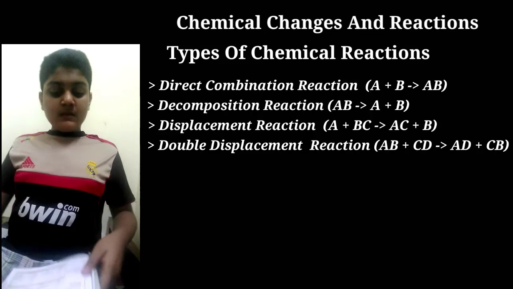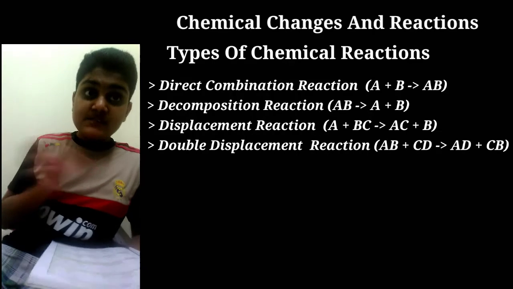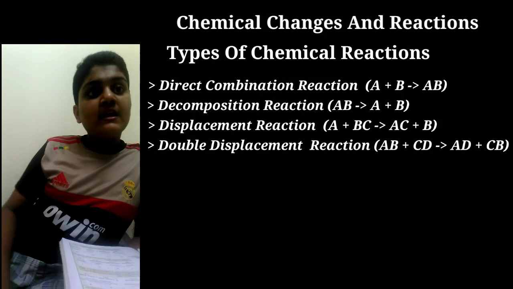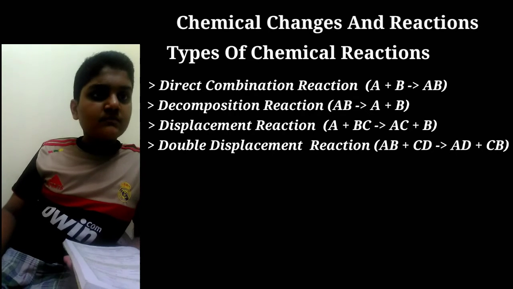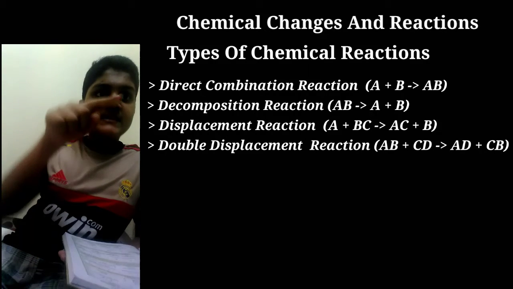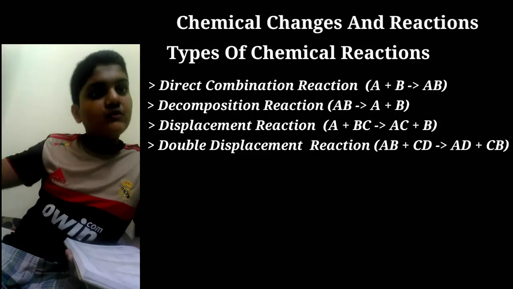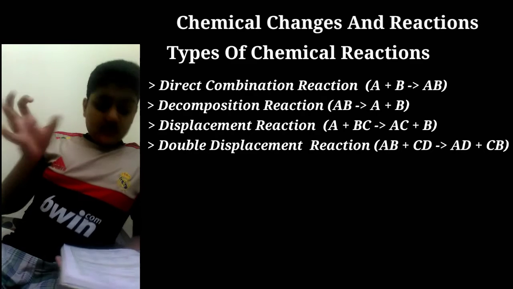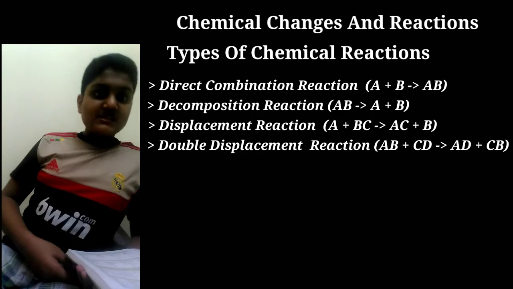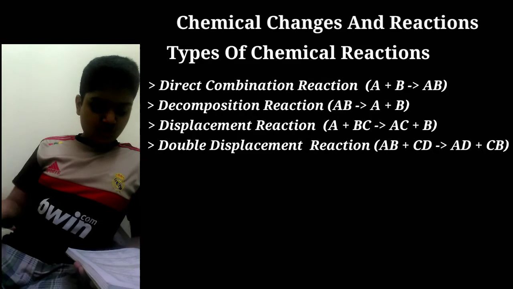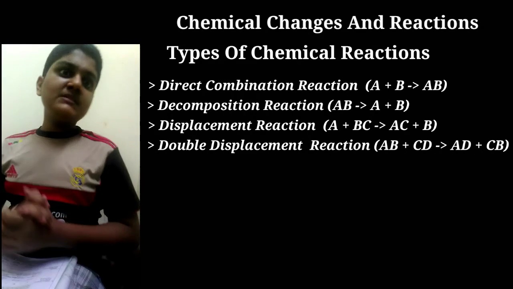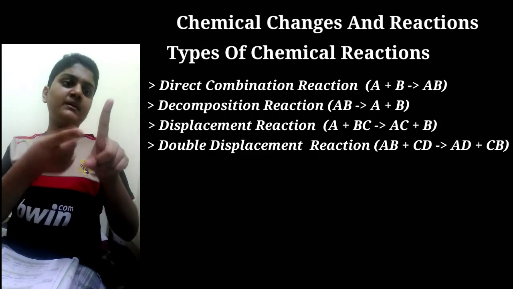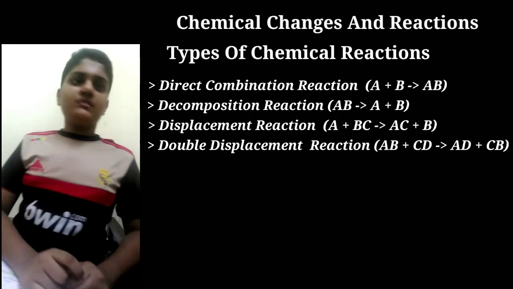Displacement reaction. So displacement, displace. It is a chemical reaction in which an element or radical displaces another element from its compound. For example, A plus BC: A displaces B, and you will get AC plus B. What about double displacement? It is a chemical reaction in which two reactants are both decomposed to form new substances by exchanging the radicals. It means AB plus CD gives AD plus CB. Instead of B, it takes D, and the other one becomes CB.